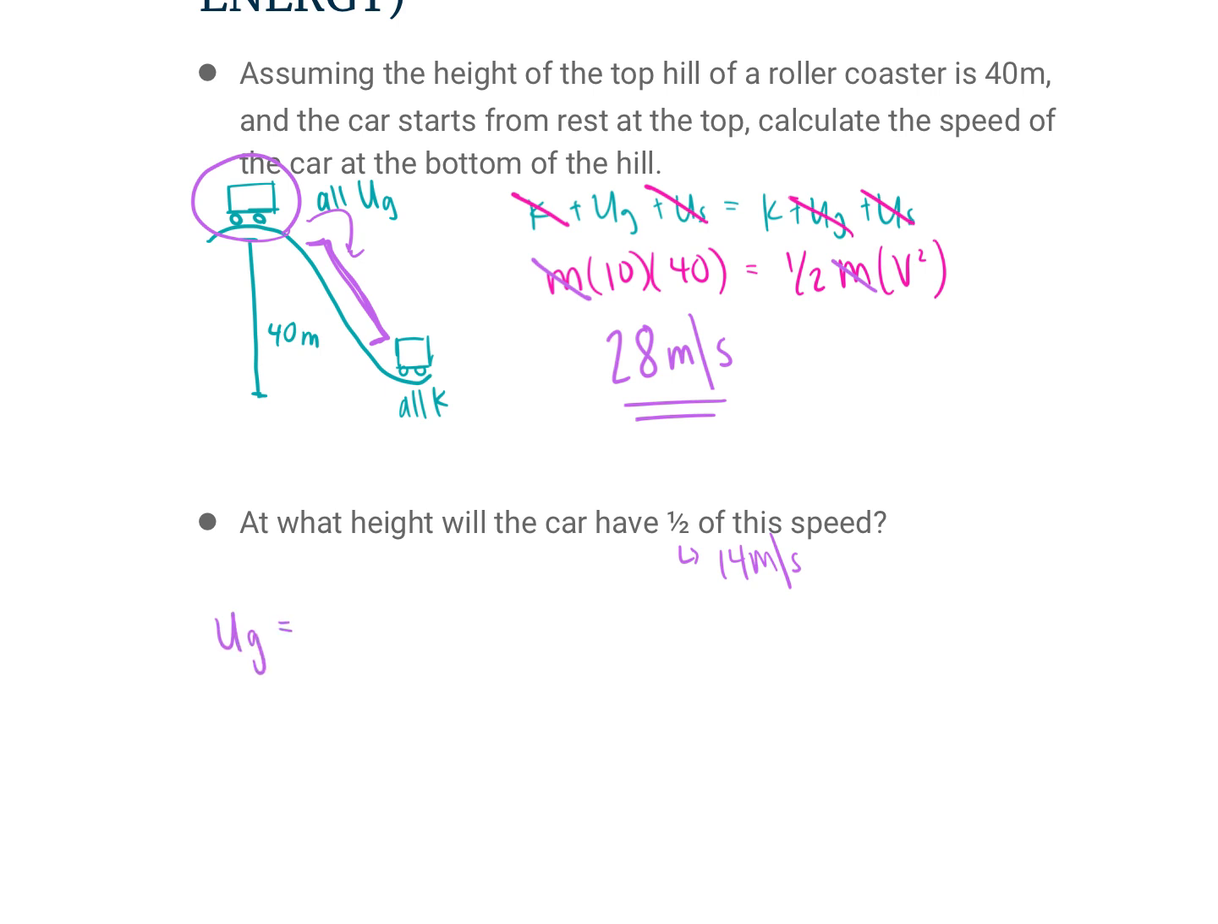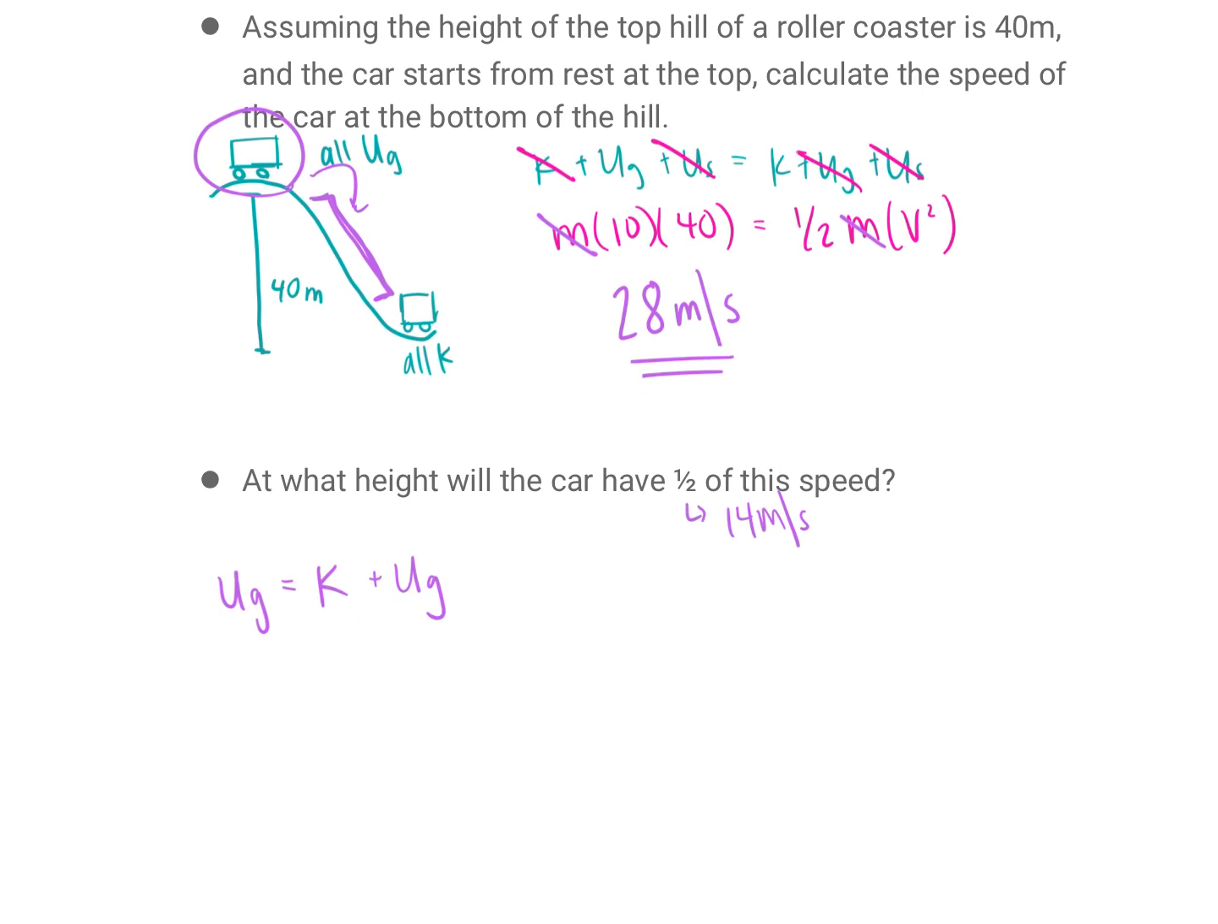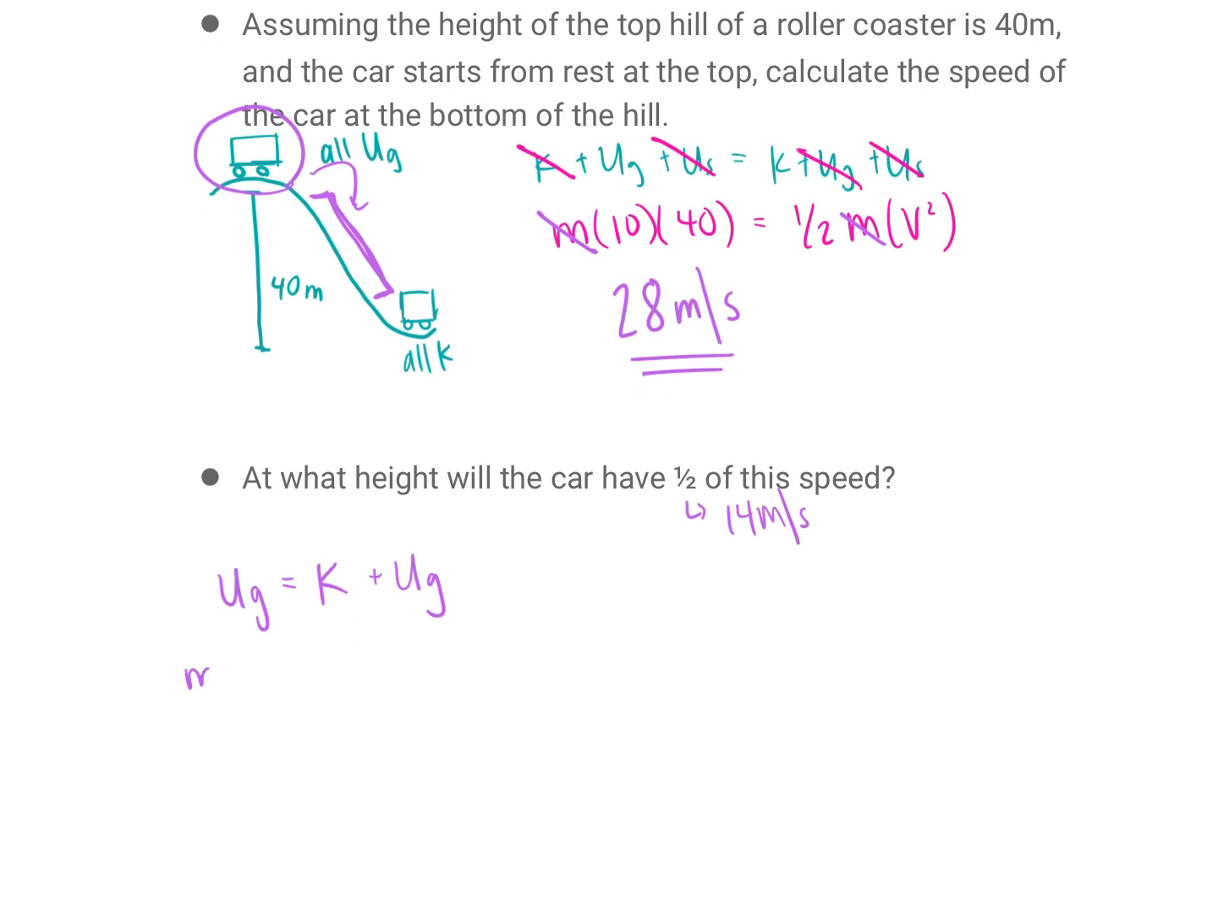And at the end, what type of energy will we have? Will we have kinetic? And we will also still have some gravitational potential energy because we're not going to be all the way to the bottom. And so we're solving for that final height. Okay, so mg height equals 1/2 m times 14 squared plus mg y, right? We're looking for what is the height.